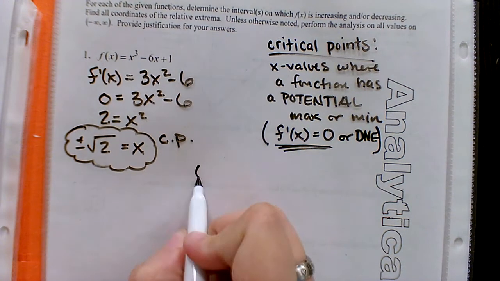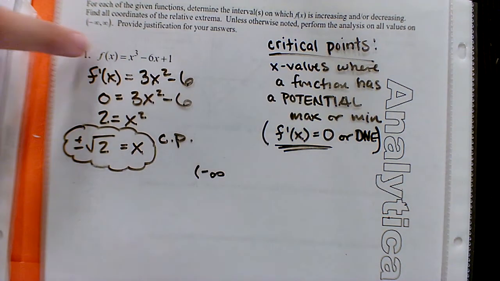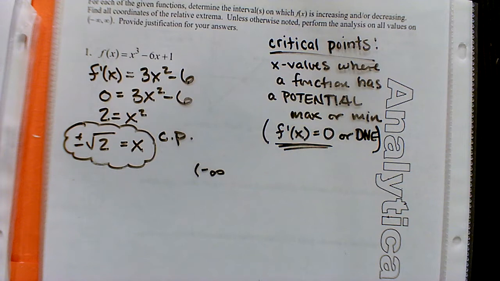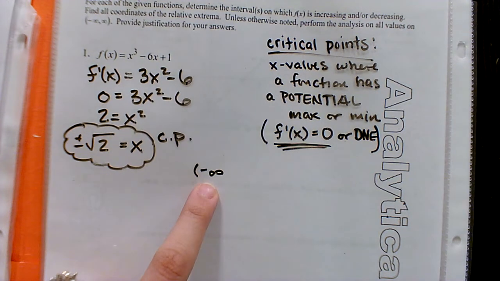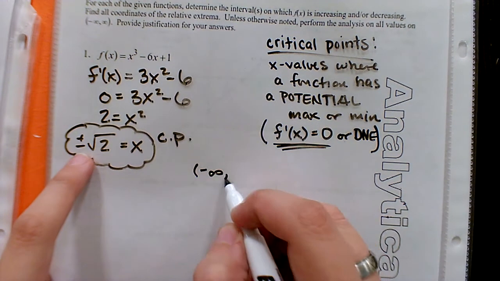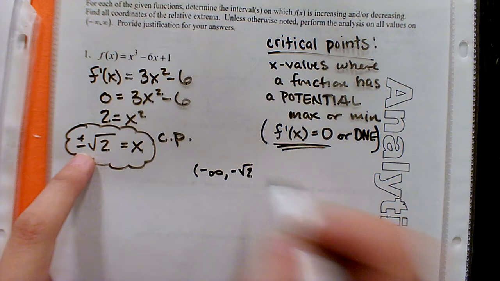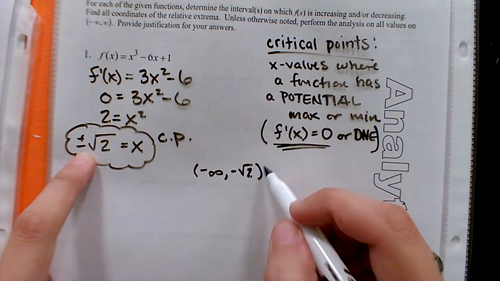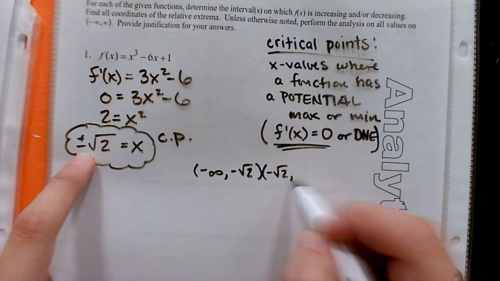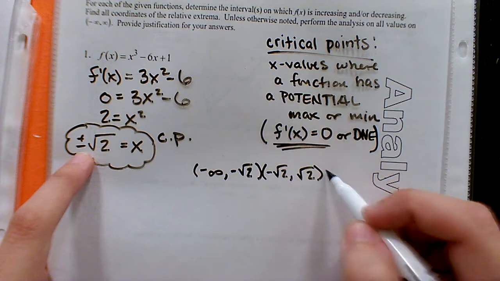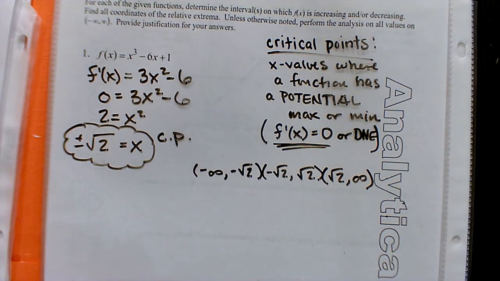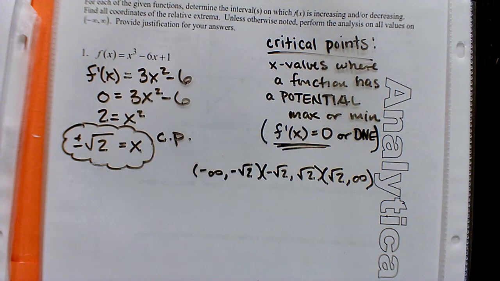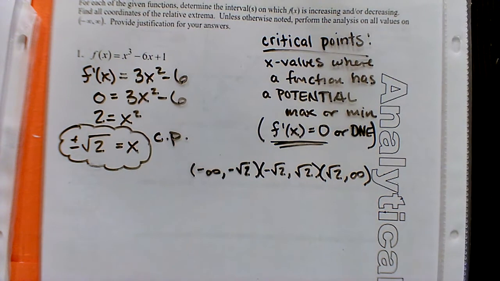Okay, so what we're going to do is take the domain of the original function, which is typically all real numbers, at least for now, and break it up using those critical points. So we're going to start with negative infinity. Our first critical point in order would be negative square root of 2. We would then go from negative square root of 2 to the positive square root of 2, and then square root of 2 to infinity. So we're taking the domain, all real numbers, and breaking it up with those critical points.